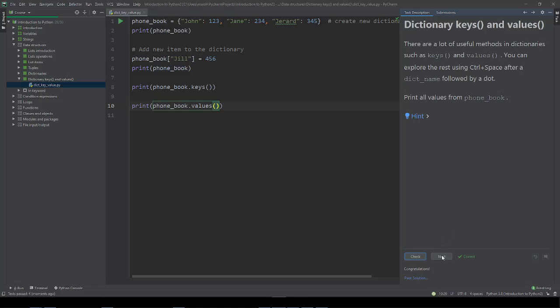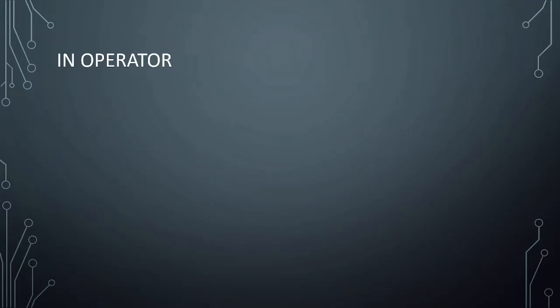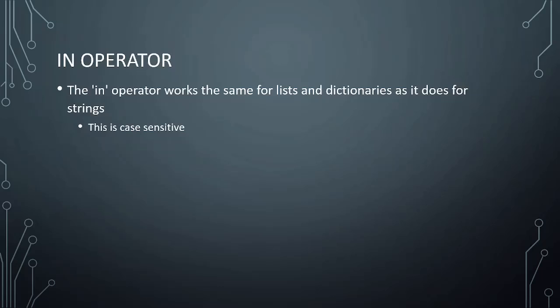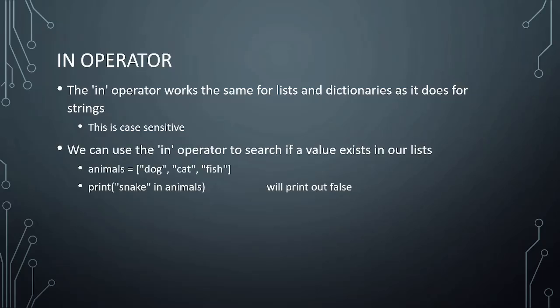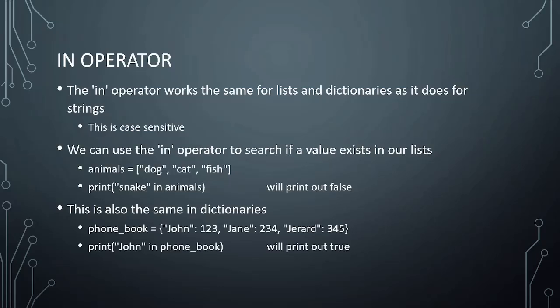Let's go back to our notes and have a look at that. Now, the in operator is the same for lists and dictionaries as it is for strings. And we have to remember it is case sensitive. So we can use the in operator to search if a value exists in our list. If we use the variable animals and we have a list which has dog, cat, and fish, and we ask it if snake is in that list of animals, it'll print out false because snake does not exist in that list. We can also do this with dictionaries, and it goes through and checks the key for the dictionary.